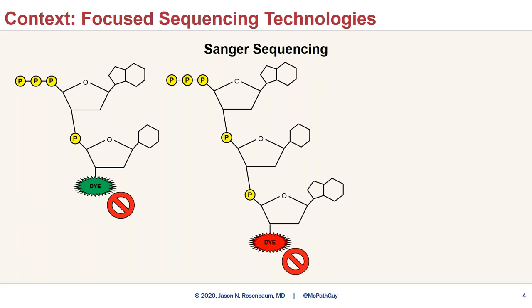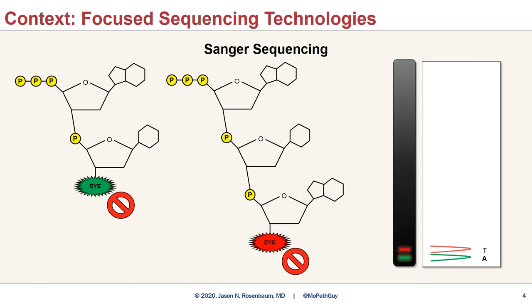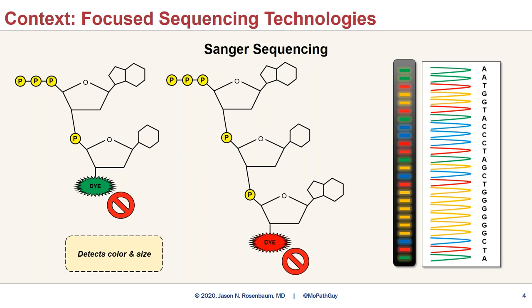Here you see a sequence of two nucleotides labeled in green and then three nucleotides labeled in red. If you run these fragments out on a gel, you can resolve both by color and by length what the actual sequence of the original sequence is. So here we have A and T, and you can continue to extend this several hundred base pairs. So Sanger sequencing detects by color and size, and that was the available technology at the time of the Human Genome Project.